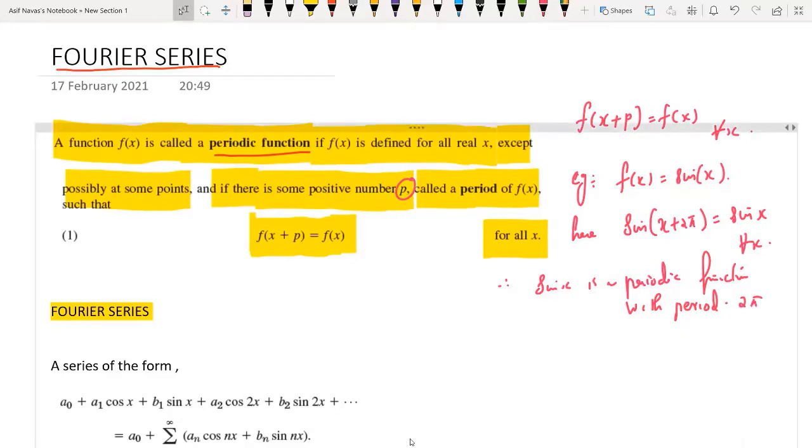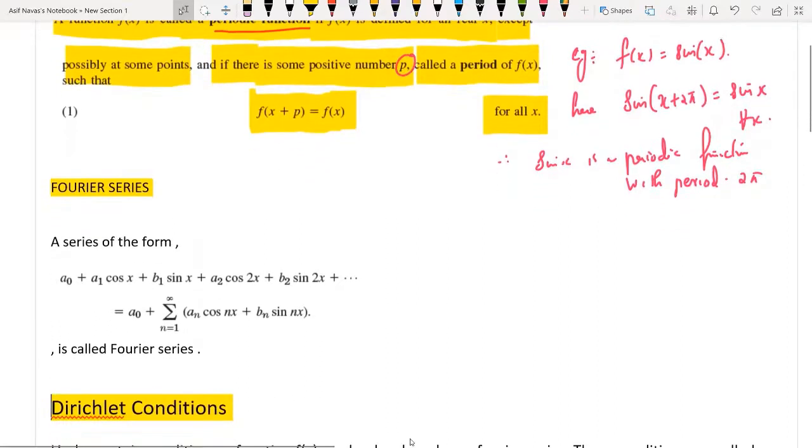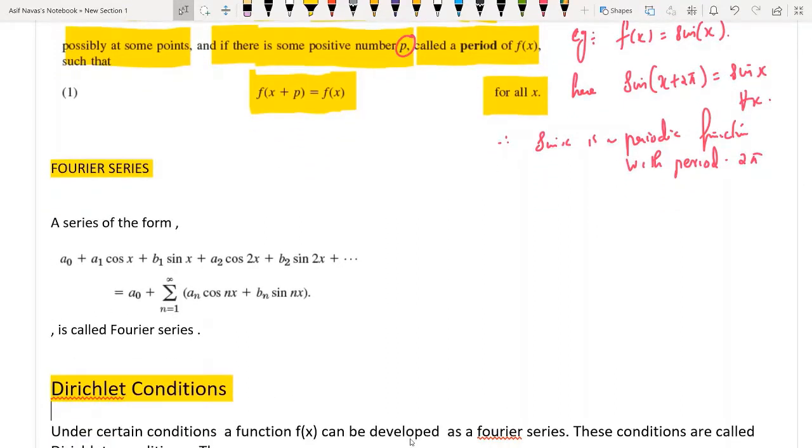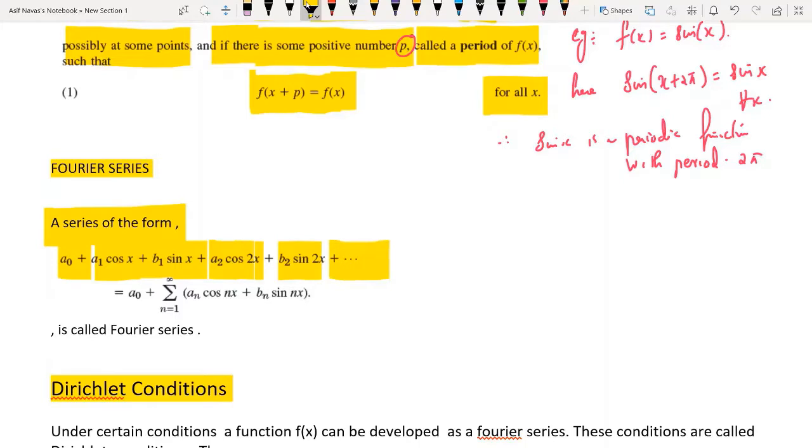Okay, so after that we will define Fourier series. A series of the form a0 + a1 cos x + b1 sin x + a2 cos 2x + b2 sin 2x + etc., that is equal to a0 + Σ from n = 1 to infinity of (an cos nx + bn sin nx), is called a Fourier series. So Fourier series simply means a series of sine and cosine functions.